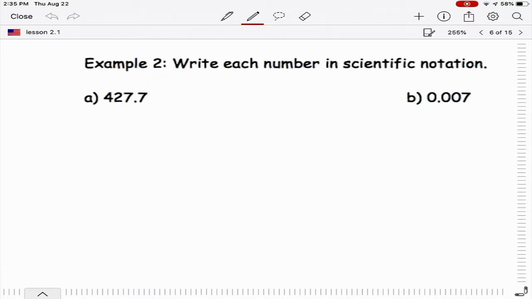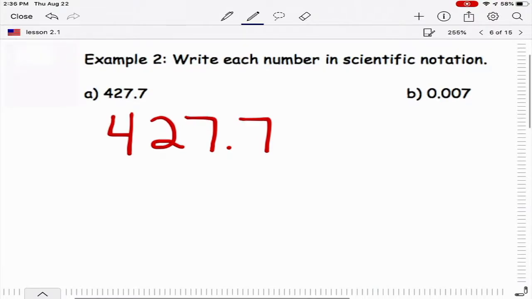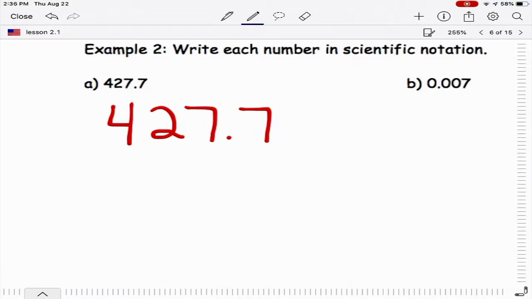All right, example 2. Write each number in scientific notation. Step 1, figure out your A. Your A has to be between 1 and 10, right? It can equal 1, but it can't equal 10. So I want to place a new decimal where I can make this number in between 1 and 10. If I place the new decimal here, that'll be 42.77. Still too big. If I place a decimal here, it'll be 0.4277. That'd be way too small. However, if I place a decimal right here, my new decimal, it'll be 4.277. 4.277 is in between 1 and 10.